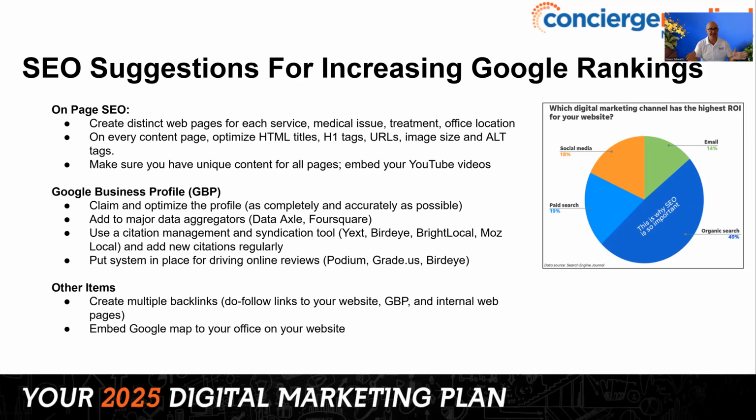Again, tech geek speak, I'm sorry. Optimize your HTML titles, H1 tags, and your URLs. Make sure the images are the right size so that they load quickly. Make sure you have descriptive alt tags on every image. Make sure you have unique content on all of your pages. And as I mentioned before, record your videos, post them on your YouTube channel, then embed them back on your website. You can even grab the transcript of the video and publish that below the video, adding tons more words of keyword-rich content to the page.